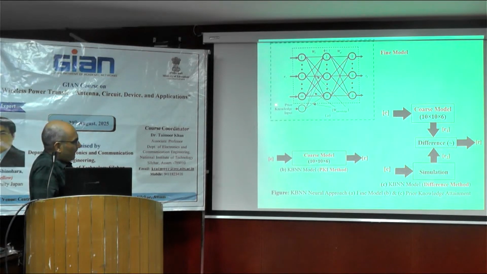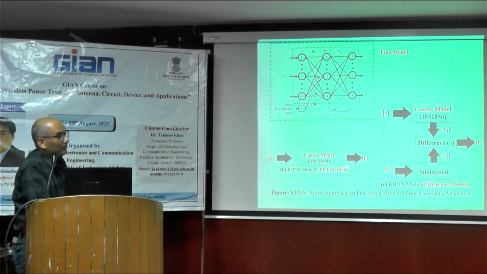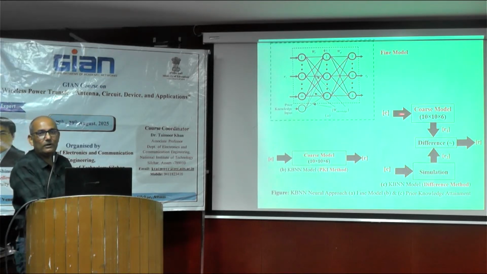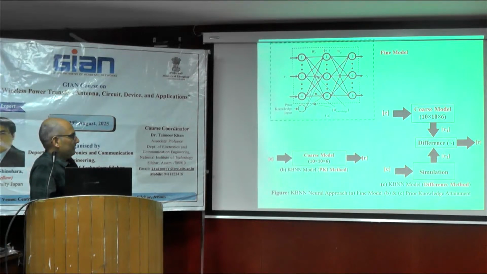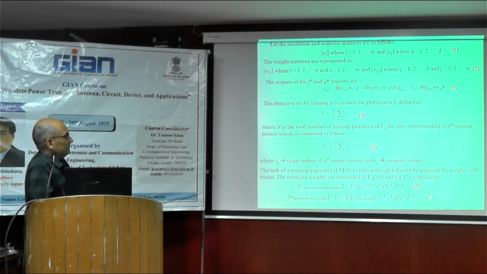Then how to take that knowledge? There are two different ways. One is a coarse model, a very rough model. It is not bound to be accurate, but if you have roughly trained a model corresponding to the same excitation and response, then this knowledge will be sufficient to improve the performance for a reduced number of training patterns. Another way is to calculate in the form of the difference method. So prior knowledge input and difference method are the two different approaches used for incorporating knowledge in the existing neural network model. Here we can skip this mathematics.